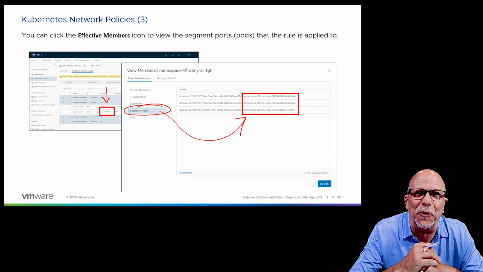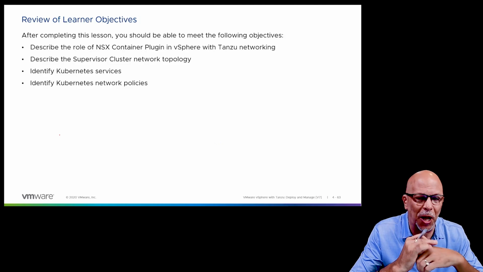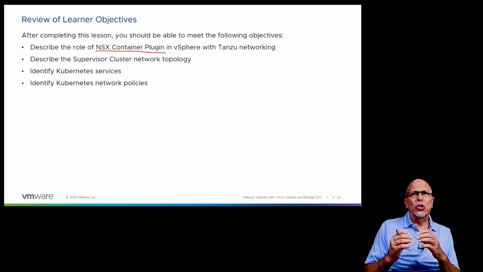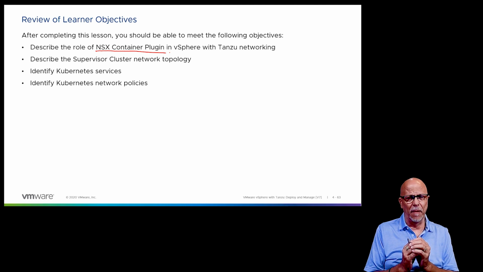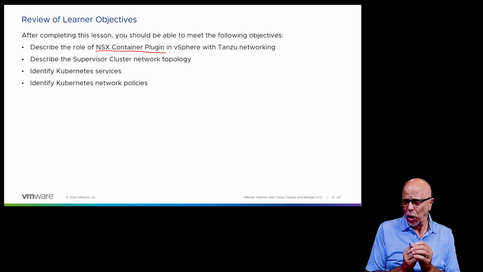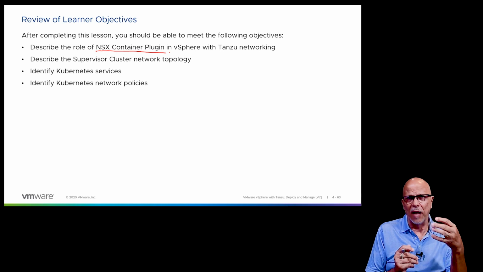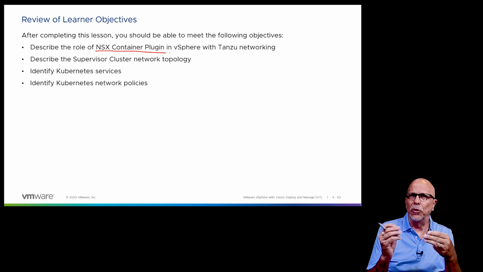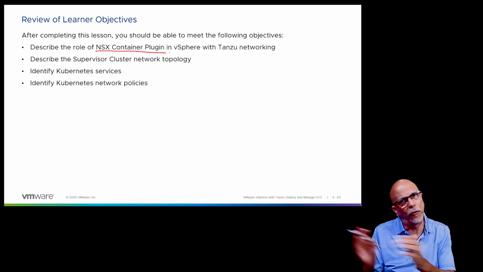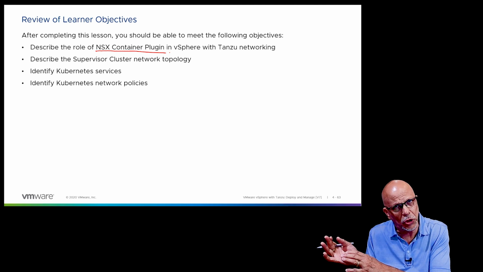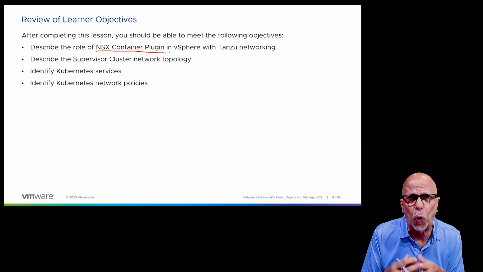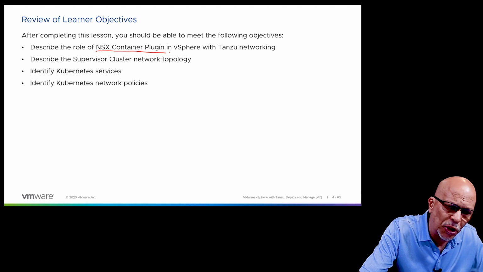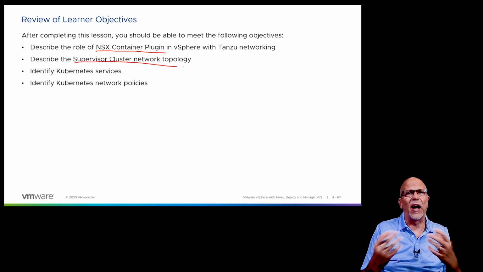So what have we covered in this lesson? We've talked about the role of the NCP container plugin. It's running as a service or a pod on the control plane VMs, and it's going to be listening for those 4 primitive object types that I've spoken to you about. And if you create, update, or delete one of them, the NCP is going to go over to the NSX manager via its APIs and perform the corresponding action, creating it, updating it, or deleting it. We reviewed the topology that's being used in your supervisor cluster.